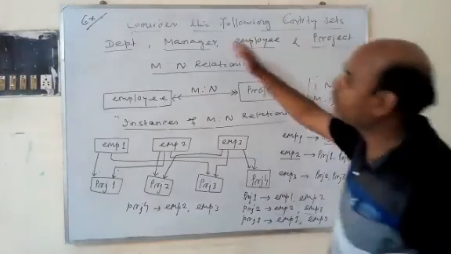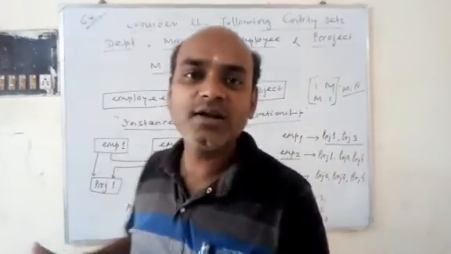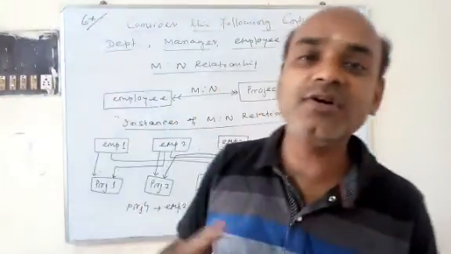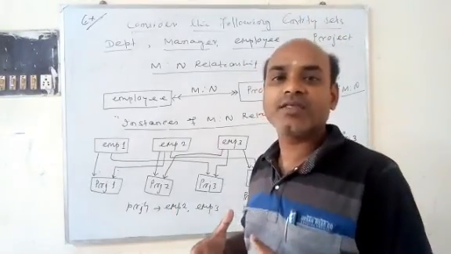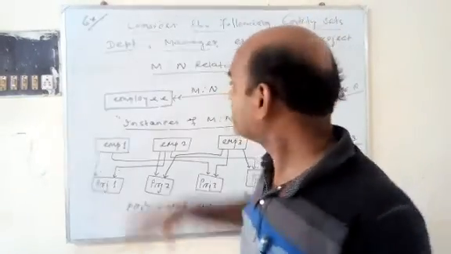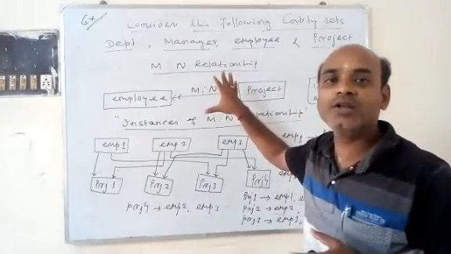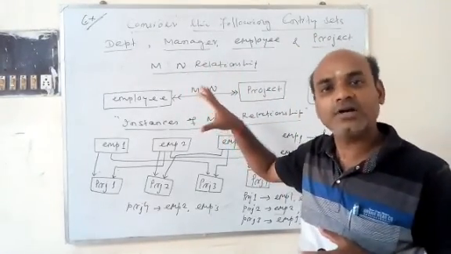So in this way we can represent different types of relationships in an ER diagram. So this type of ER diagram is used in the ER model of the database management system.